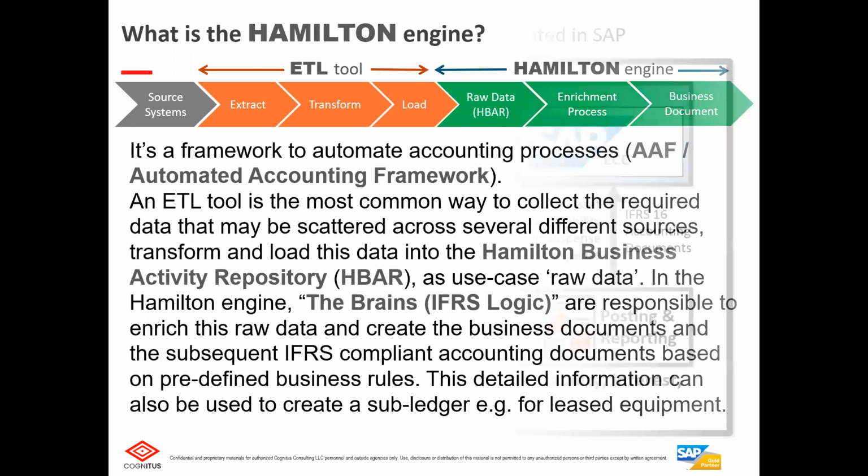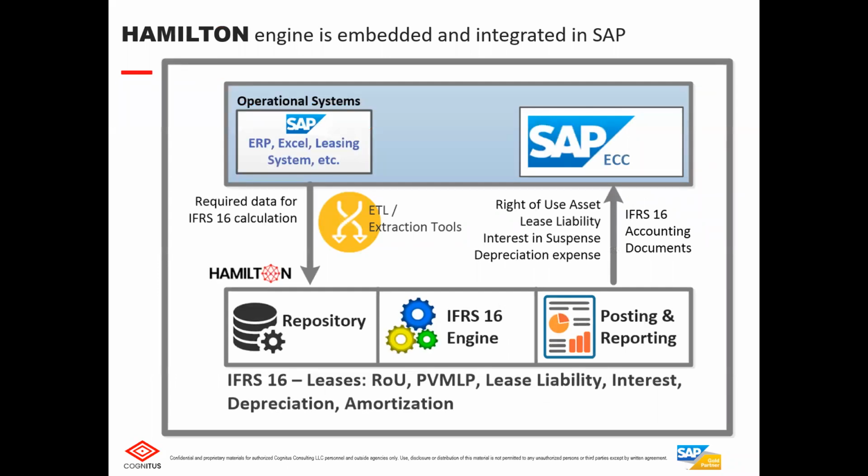This is an illustrative example. Data from different operating systems will be extracted by using ETL tools and stored in the Hamilton repository as raw data. This Hamilton raw data will be processed by the Brain or IFRS 16 engine, which creates the documents that are ready for reporting. In this process, the system will create ROU assets, PBMLP value, lease liability, interest, depreciation, and amortization.